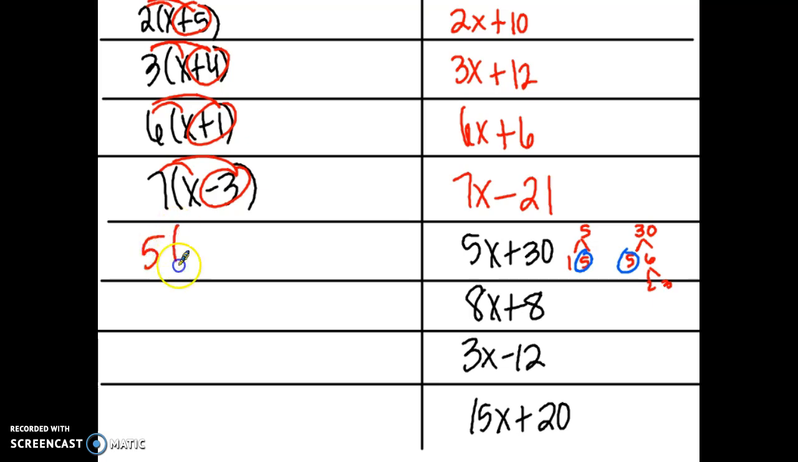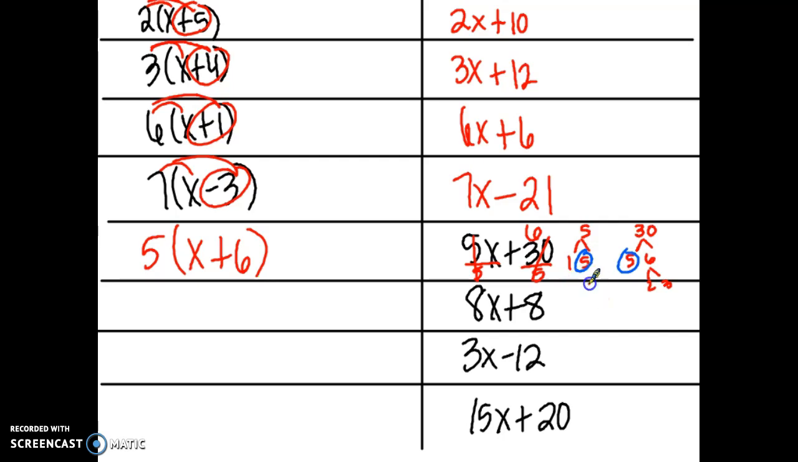I'm pulling a 5 out of both of these terms. 5 divided by 5 is 1. That leaves me with x. 30 divided by 5 is 6. That leaves me with positive 6. So the factored answer is 5 times x plus 6.